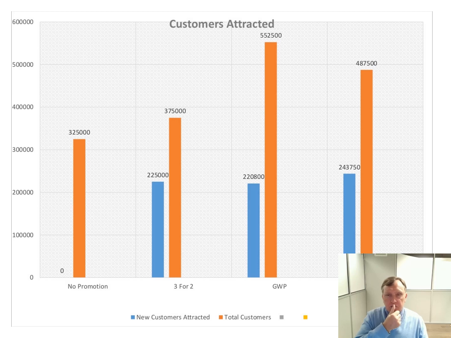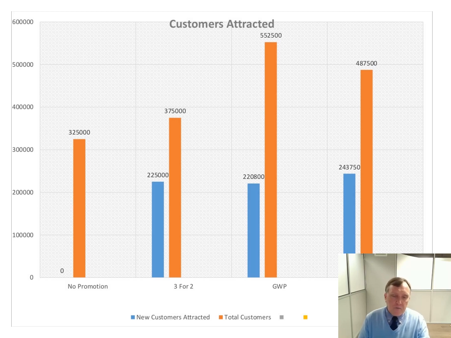Right, so there's the actual numbers of customers attracted. Which got more customers? Well, strangely enough, don't forget that one is turnover, an amount of money brought in. The other one was the profit made, and this is the amount of new customers brought in, so customers attracted. So we can see what the total customers were prior to the promotion, and obviously those that were new customers brought in by these.